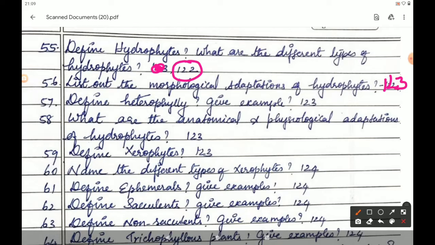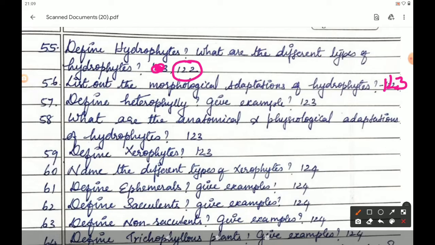If a plant has 2 types of leaves, that is submerged leaves that are finely dissected, and aerial leaves that are entire, then it is called heterophyly. Example, Ranunculus, Limnophila heterophylla, Sagittaria. Any one of the examples you can write. Next, 58th question. What are the anatomical and physiological adaptations of hydrophyte? Answer is given in page number 123.